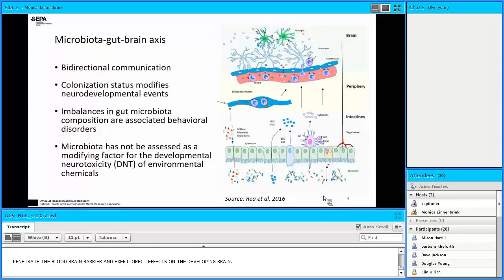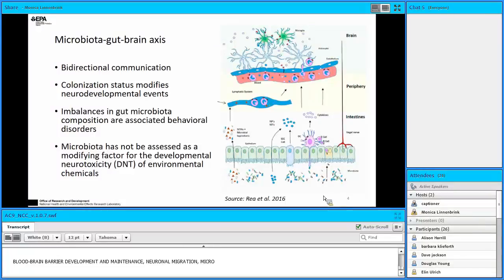And we know, primarily from mammalian studies using gnotobiotic or microbe-free mice, that colonization status modifies a number of neurodevelopmental events. So it seems to be required for things like myelination, blood-brain barrier development and maintenance, neuronal migration, microglia activation, and that's just listing a few.